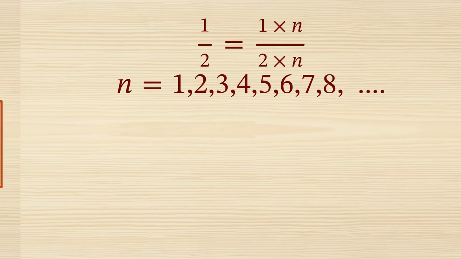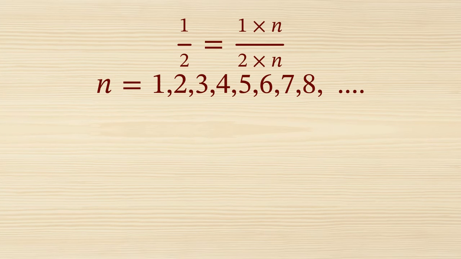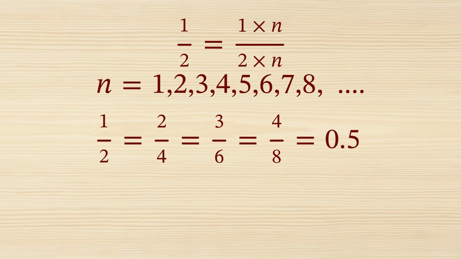For us to be able to find all the equivalent fractions of 1 over 2, we are to do as follows. Look at the formula you are seeing on your screen. We put 1 over 2 and multiply it by n over n, and the value of that n can have values from 1 up to infinity. For instance, 1 over 2 is equivalent to 2 over 4, and is equivalent to 3 over 6, and is equivalent to 4 over 8, which are all equivalent to 0.5.